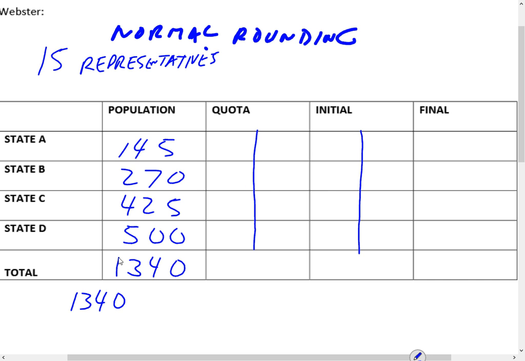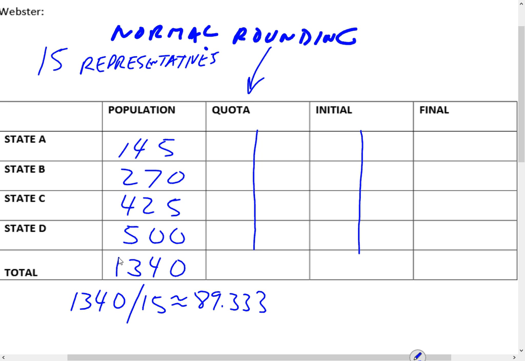Did you get 1340? And approximately 89,333. For all of these, remember to put 3 decimal places and truncate, which means just cut off the rest of the decimals. The normal rounding comes when we're dealing with the quota. Here, we're just cutting off at 3 decimal places.